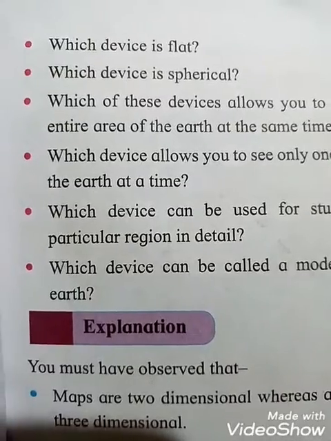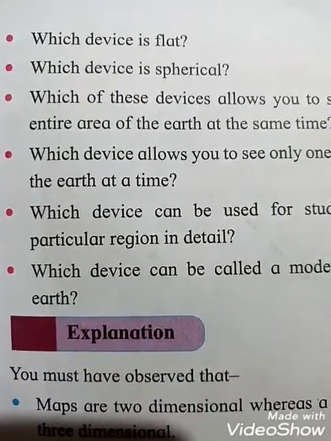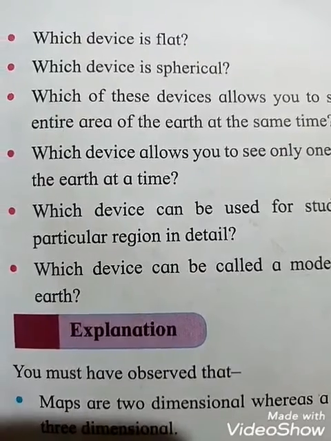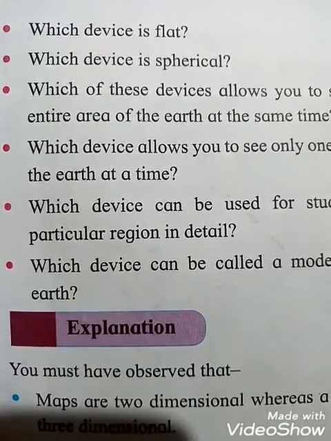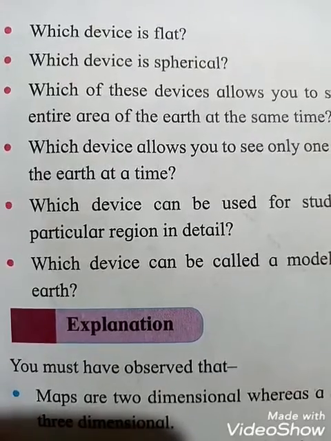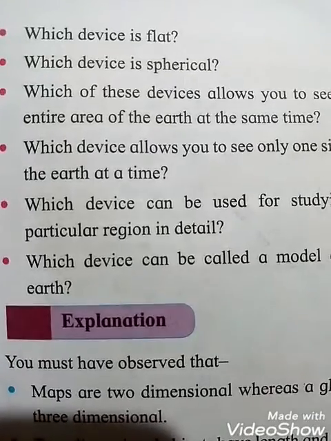Let's go through them. First question, which device is flat? Your answer is a map is flat. Next question, which device is spherical? You know that the earth is spherical in shape. So your answer is a globe is spherical in shape.